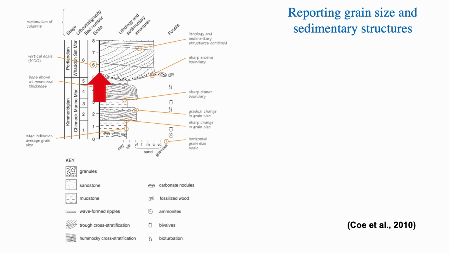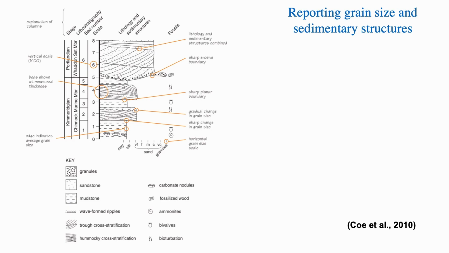If this was a core, taken by the JOIDES Resolution on which I sit now, it would be the reverse. You would actually start zero at the seafloor, which is your first reference, the first sediment that you see, and numbers would increase as you drill down into the sediment. So that's a major difference between cores versus outcrop, is the way in which the stratigraphic direction goes.